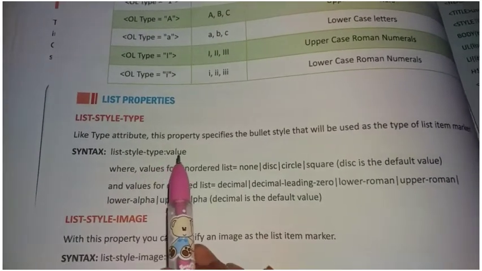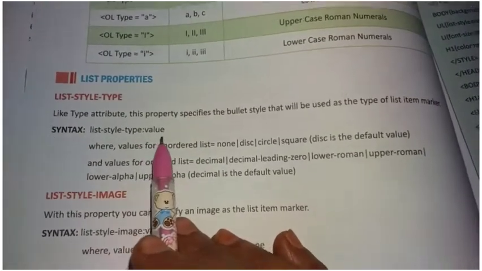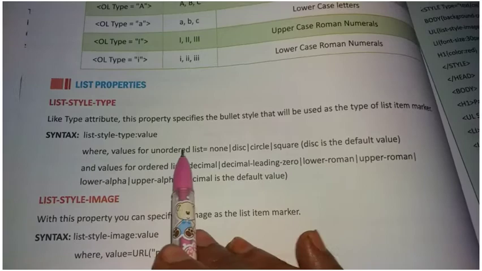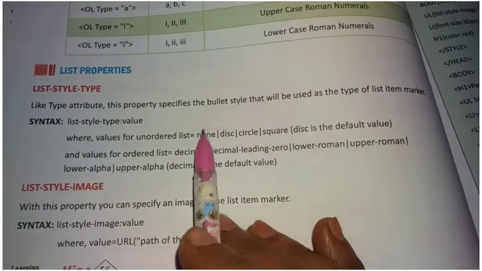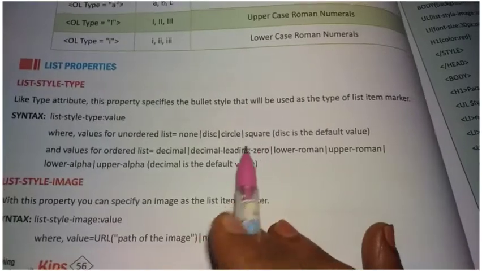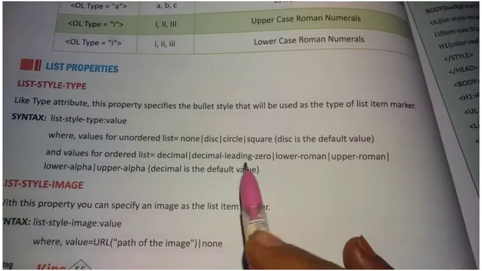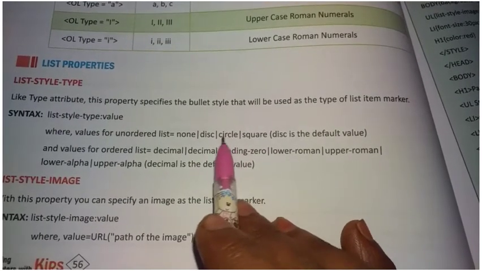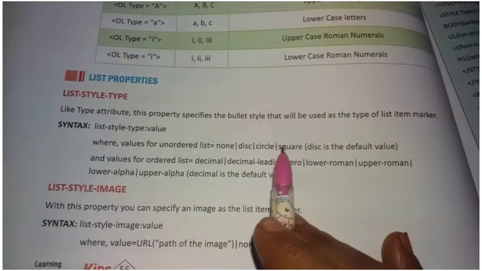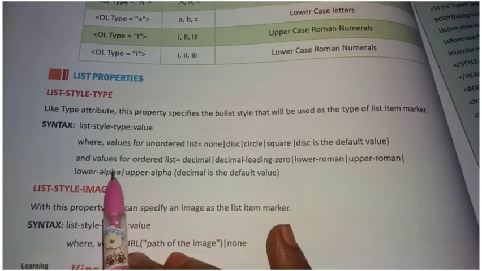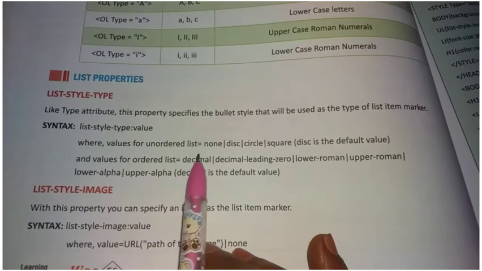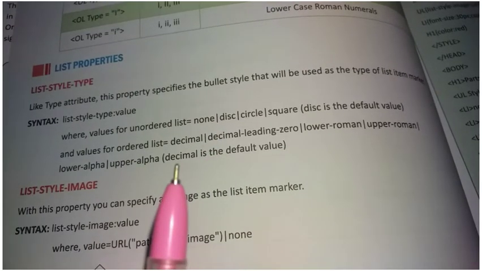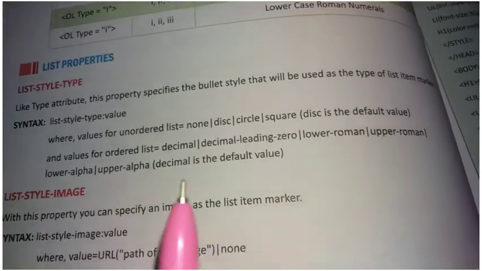List style type equals value. Instead of value we have to give here disc or circle or square, where values can be like none. None means nothing, no disc or no shape will come. Only point by point it will come. Disc means a filled circle. Circle means not filled in the center, it will give an outline. Square means a filled square. And values for the ordered list can be, as I said before also, small abc, capital ABC, small Roman numbers, capital Roman numbers, or we can also start with numbers.